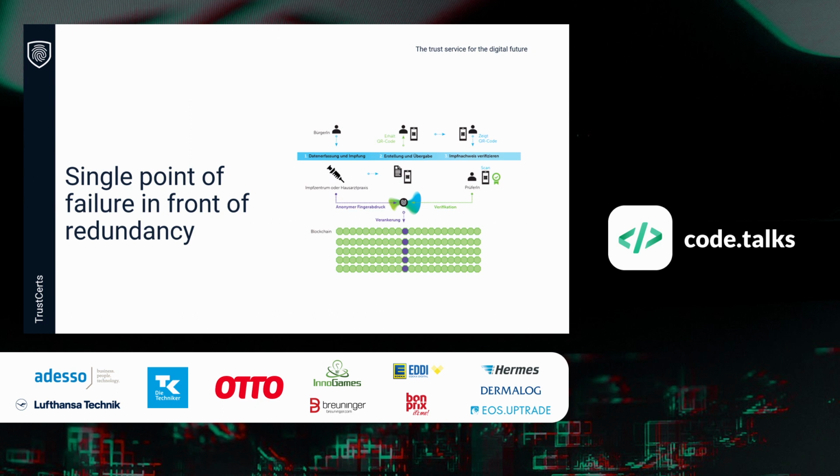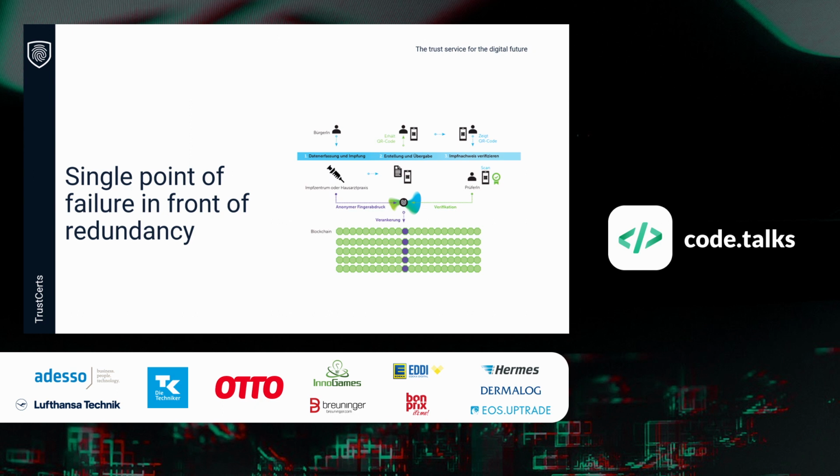But what they forgot is the verifier is not talking to the blockchain. It's talking to their database. And there's only one database. So when this database is not available, the blockchain redundancy is useless.